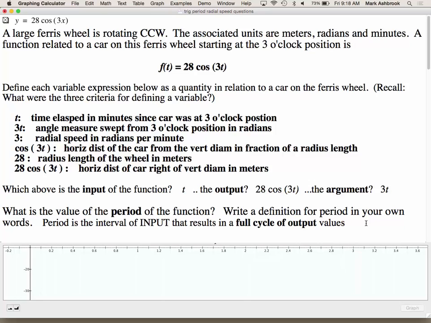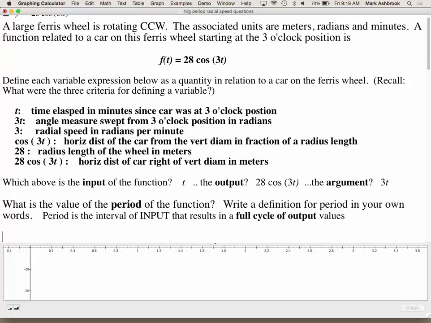So is the period of this function 2 pi? No, because the period relates to the input. The period of cosine by itself is 2 pi, but this function is a function of t, and we need the interval of time that results in a full cycle. But we use 2 pi to get that, right? Because we know that 3t represents angle measure, that's theta.